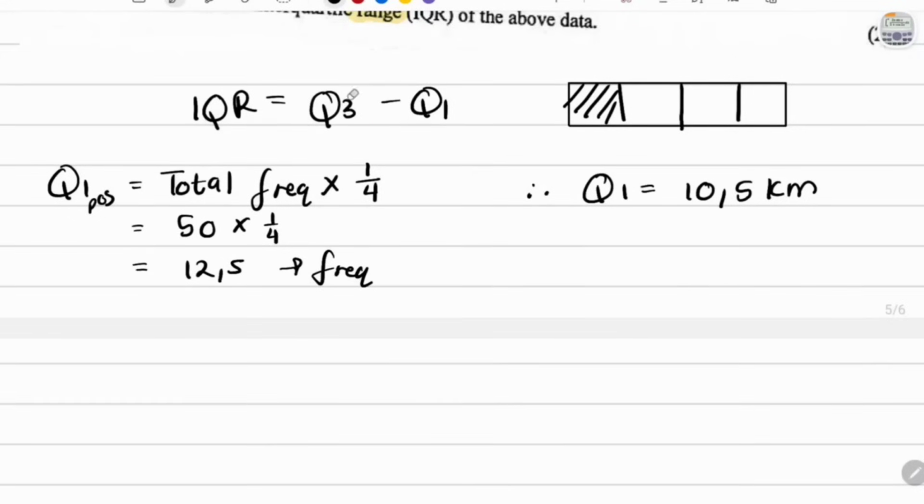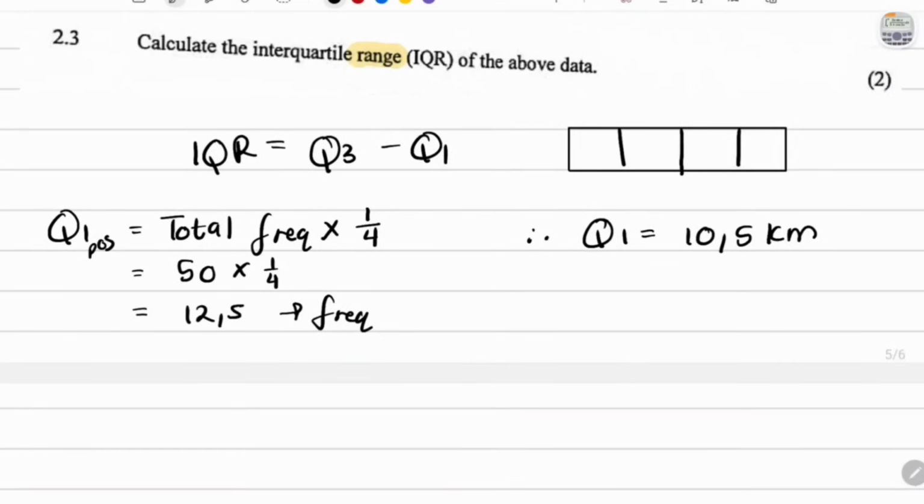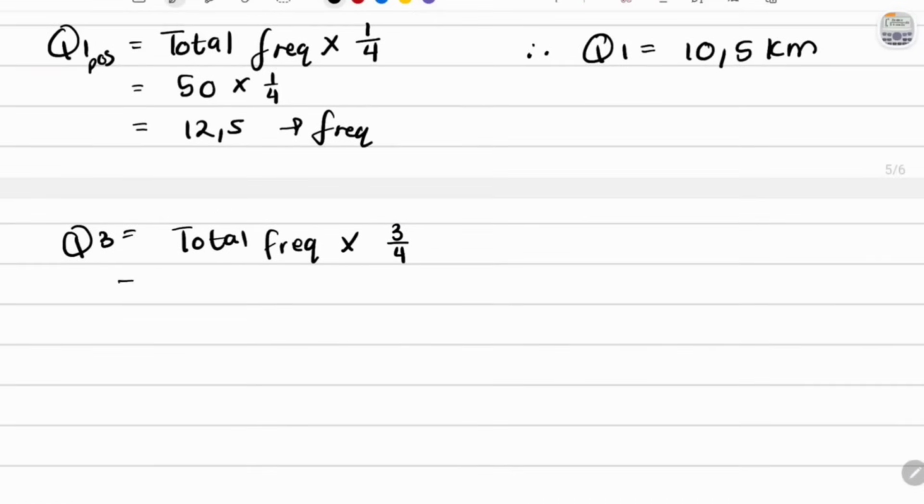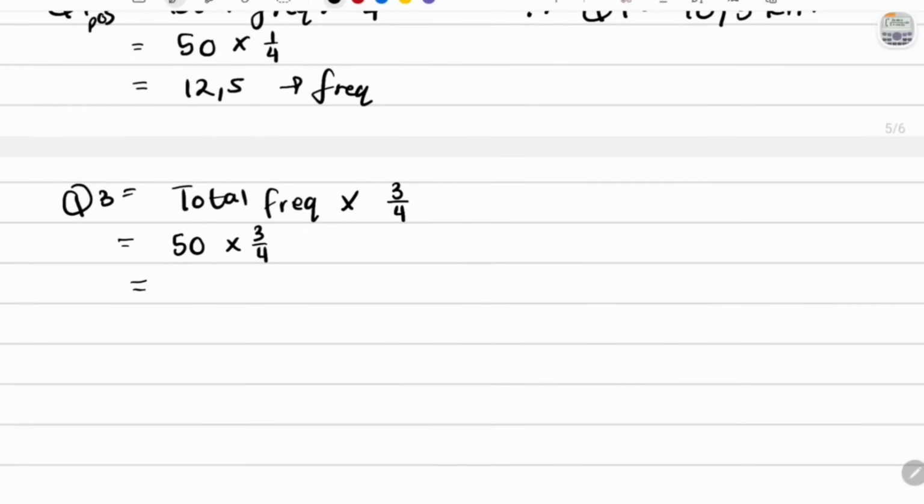Then we need to find Q3. To find Q3, the third quartile, think about it as a fraction of your data. So it's the third quartile, 3/4 of your data. To find that, you're going to say Q3 is equal to your total frequency multiplied by 3/4. So that is 50 times 3/4, which is 25 plus 12.5, which is 37.5. Again, this is just the position of your Q3.